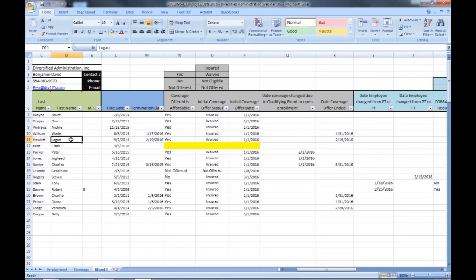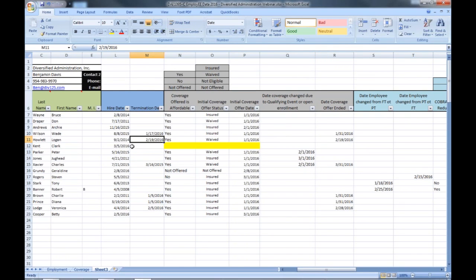Logan Howlett's situation is similar to Wade's. He's worked for us for quite a while, but he waived coverage since the beginning of the year and continued to waive coverage at our open enrollment. He left our company on February 19th. Because companies are not required to continue to offer coverage to terminated employees who had waived coverage, the date his coverage offer ended is the same as his date of termination, February 19th.